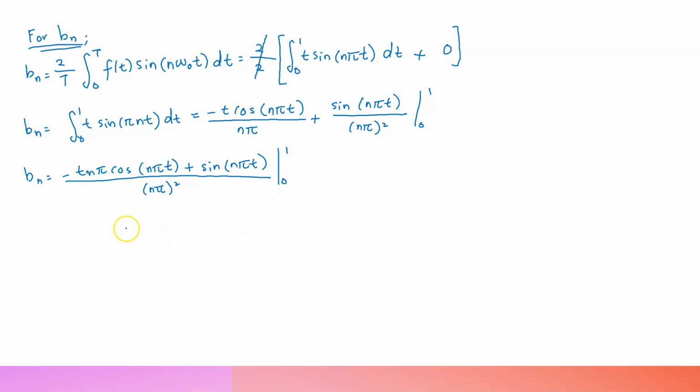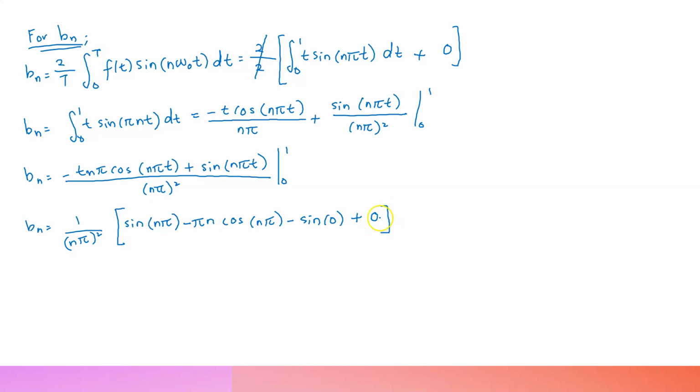So if you substitute, let's take out the n pi square and you substitute the t in the numerator with 1 and 0, you are left with sine n pi minus n pi cos n pi minus sine 0, then minus to minus, it will be plus 0, because here the t is 0, so the whole thing will become 0.